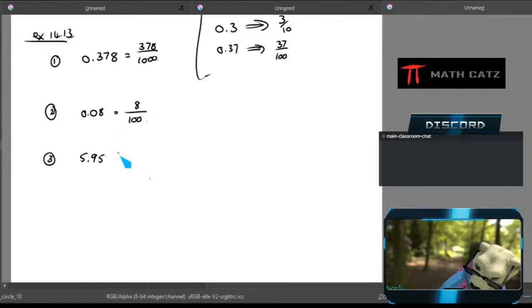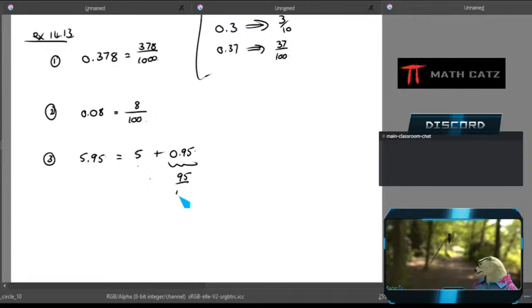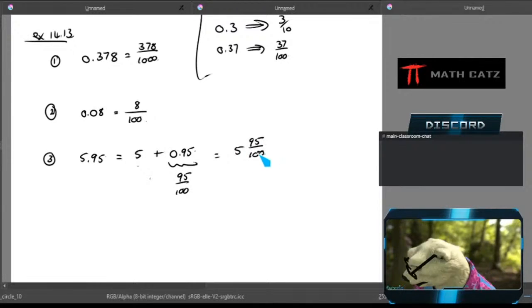0.95 is our next one. I don't care about the 5. I care about the decimal portion. I think it's almost better to do it this way, especially for what's coming up. This is just a 5, and 0.95 is 95 over 100. And I can then put it back into a mixed number, which is perhaps a more intuitive version. Or, of course, you could have gone 595 over 100 and have it as an improper fraction, whatever makes you happy.